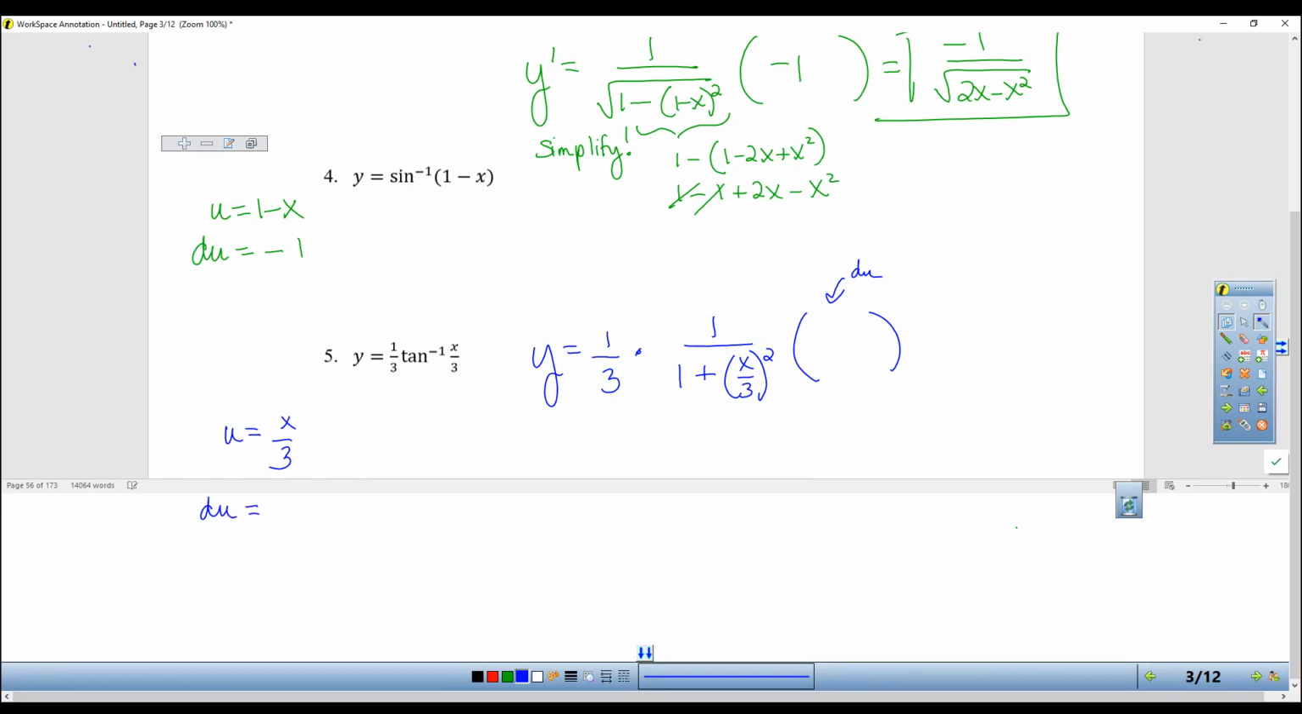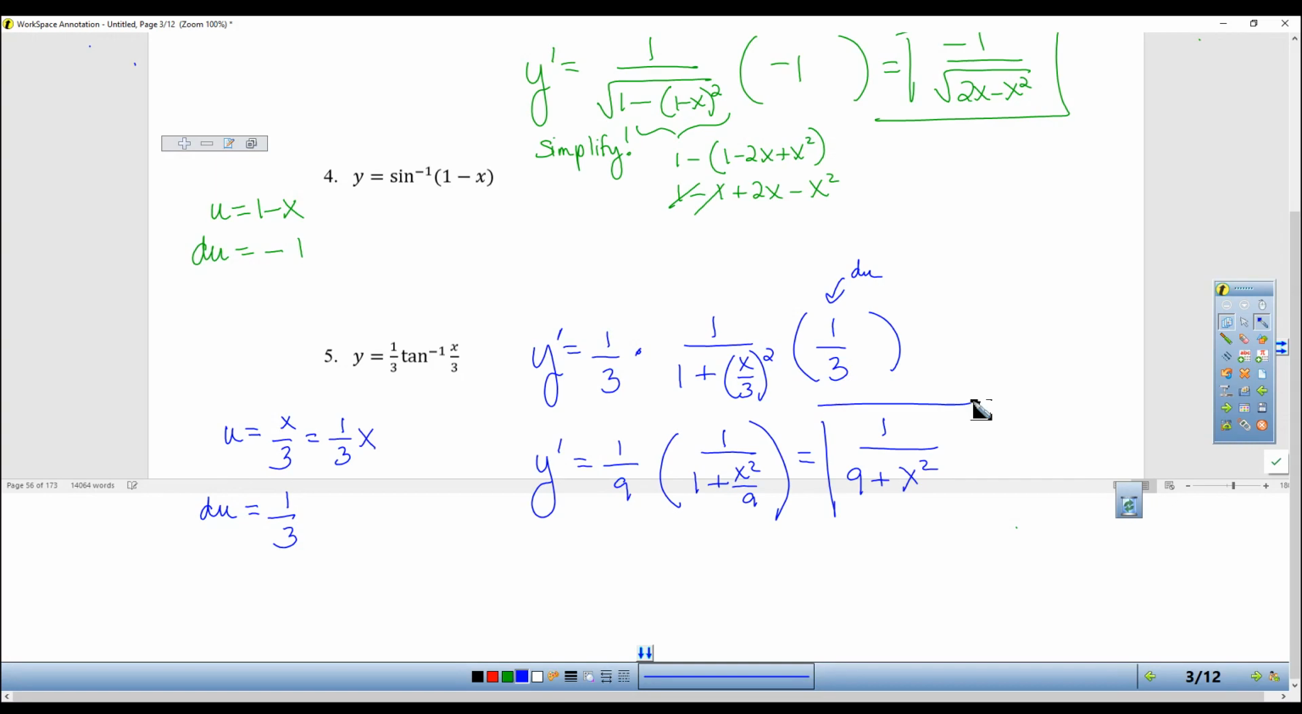So some people really struggle with x over 3. If it helps you, you can write it as 1/3 x. People are usually more successful at taking the derivative, which is just 1/3. So du is 1/3. Got my little prime symbol there. So y prime is, I'm going to put the two 1/3s together to make 1/9. And I'm going to simplify this a little bit. This becomes x squared over 9. Numerator times numerator is 1. Distribute the 9, and it's 9 plus x squared. Not too bad, right? Just wait, they get harder. Sorry.